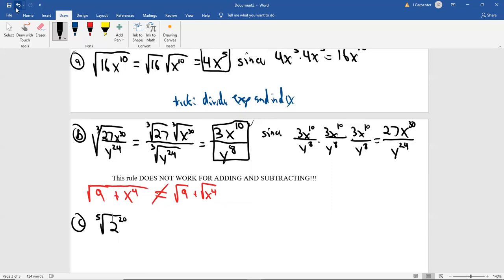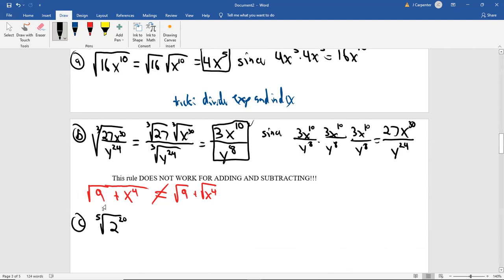The 5th root of 2 to the 20th, and you're going to go, oh, geez, Mr. Beckner, that's horrible. Why would you do that to me? I got to do 2 times 2 times 2 times 2 times 2 times 2 times 2 times 2 until there's 20 2s. And then I got to figure out the 5th root of that monster. Why do you hate me? I don't hate you. I want you to think critically.